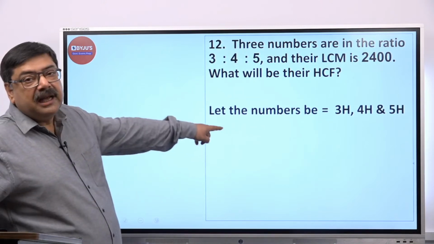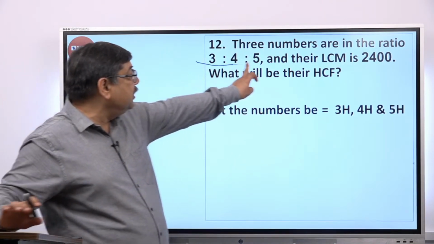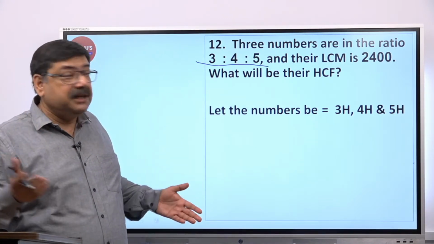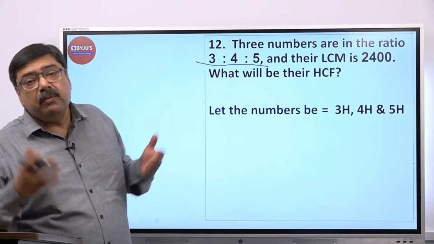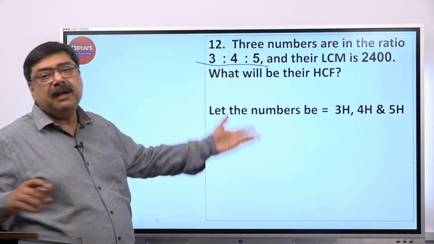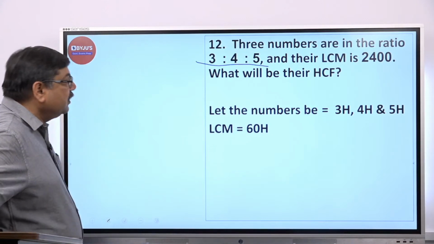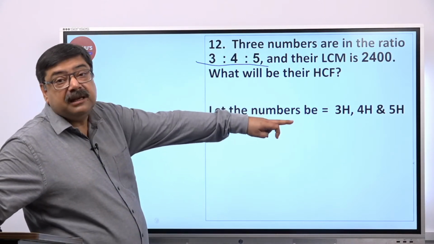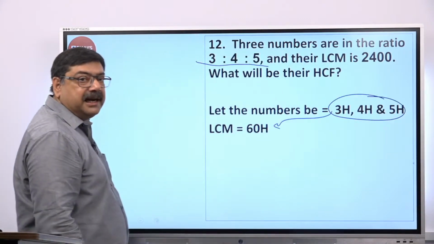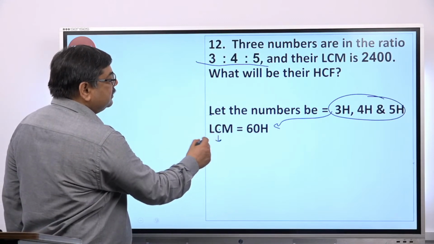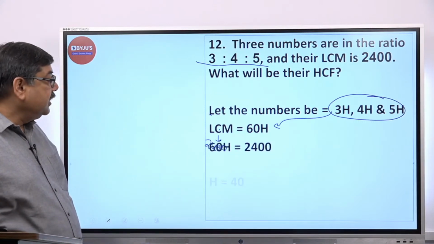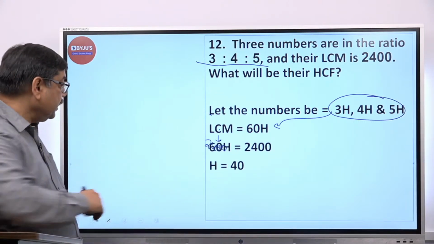See, let the numbers here be 3H, 4H, 5H. Why? Because each of the numbers will be a multiple of the HCF. Every number given here is divisible by its HCF. So 3H, 4H, 5H. The LCM is already given as 2400. If you find the LCM of these three numbers, 3, 4 and 5, that is 60H. And the LCM is given here as 2400. So 2400 by 60, that is 40, is your HCF, very easily. You could have got it.